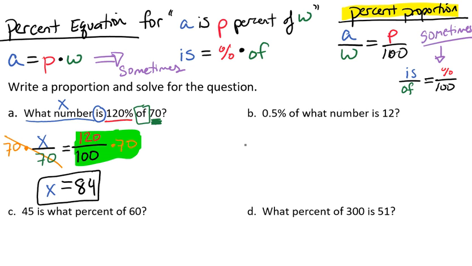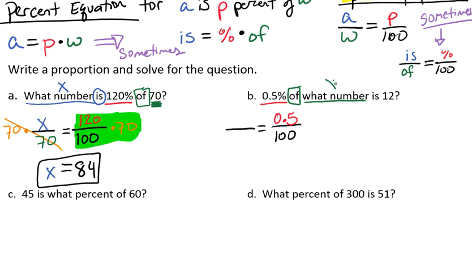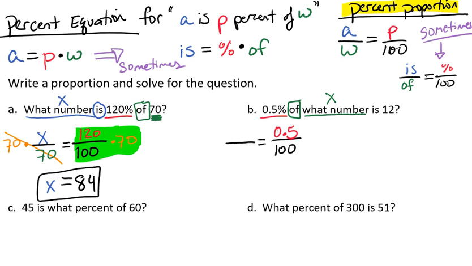Again, we're doing our proportion, so let's set up our proportion. We know we need the 100. We're going to find our percent, and we're going to write down 0.5. Remember, we don't need the percent symbol. Then we're going to find our word of, and whatever comes after it is going to go in the of spot. It says what number, so we're going to write an x down. Then we're going to find our is, and this time it says is 12, so that tells us that our 12 is going to go in our is spot.